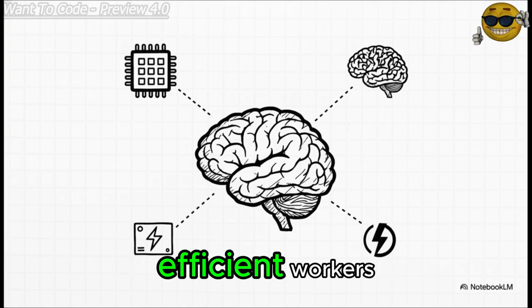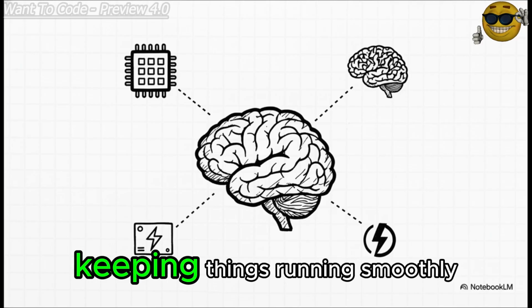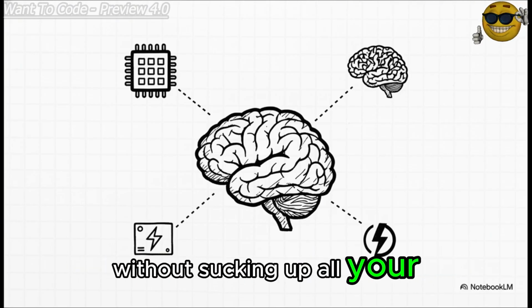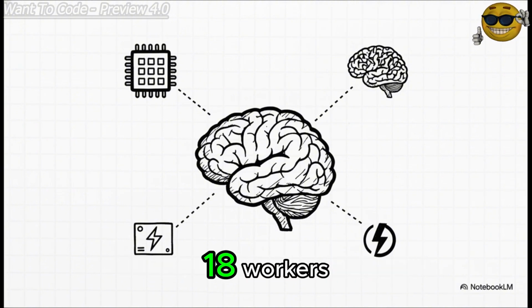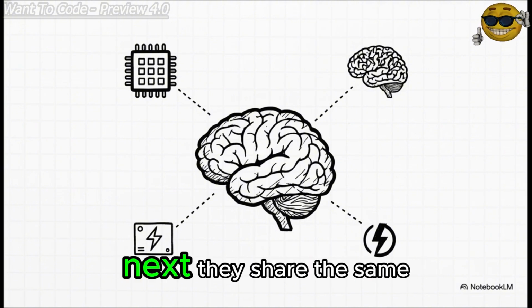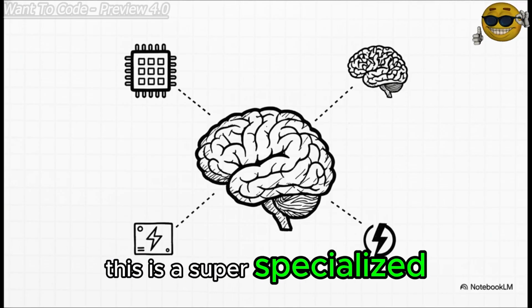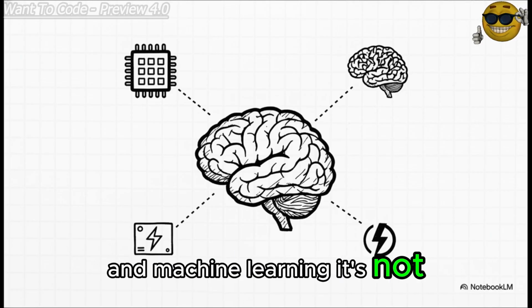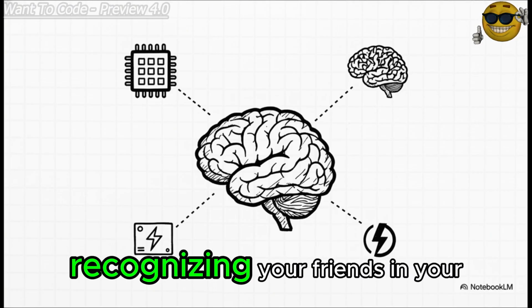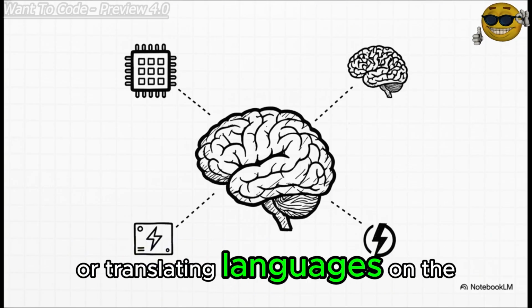These guys are your super efficient workers who handle all the background stuff, like checking your email or playing music, keeping things running smoothly without sucking up all your battery. The key thing here is that both the Pro and the Max have this identical team of 18 workers. Next, they share the same 16-core neural engine. This is a super specialized part of the brain designed only for artificial intelligence and machine learning. It's not for your everyday work. It's for stuff like recognizing your friends in your photos, understanding you when you talk to Siri, or translating languages on the fly.